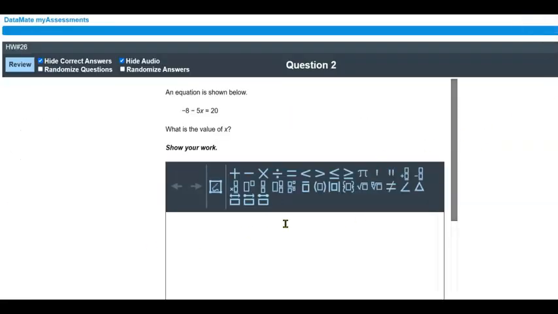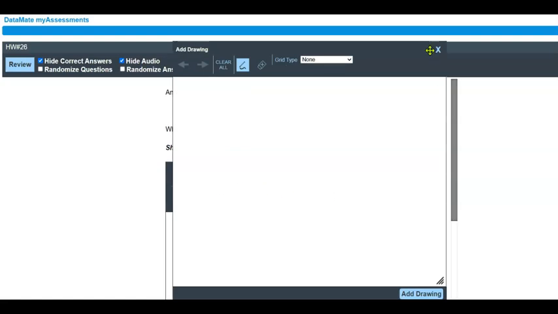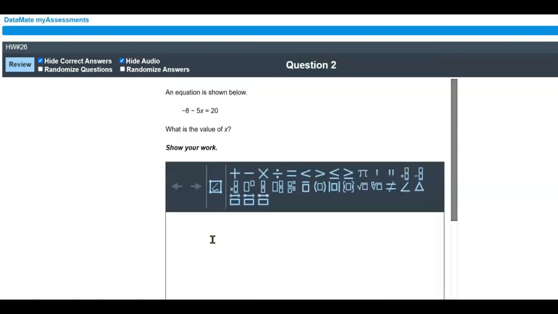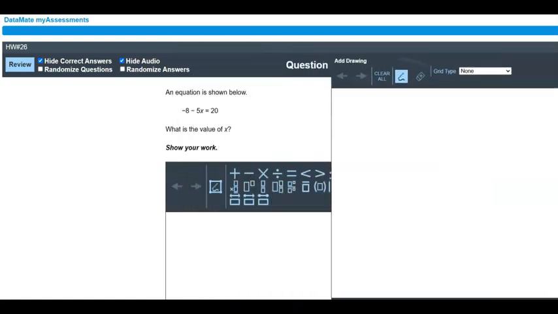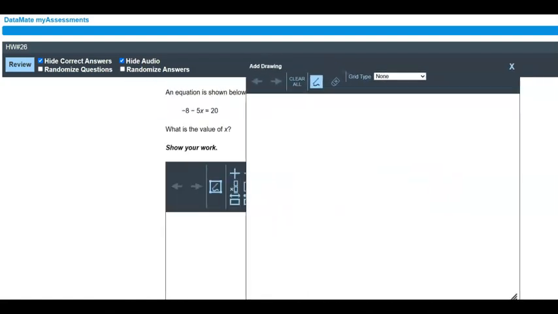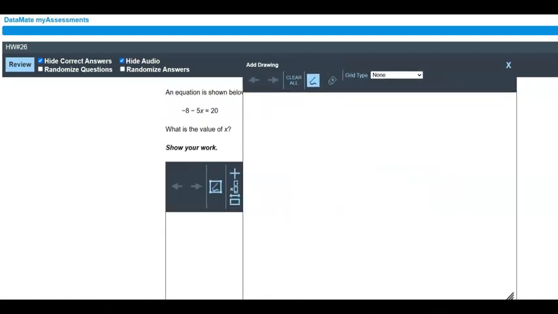For question number 2, you have the option of drawing your answer or typing your answer. If you're drawing your answer, you can move this drawing box around so that you can still see the question. So we're going to write with our finger, or you can use your mouse pad. Negative 8 minus 5x equals 20.